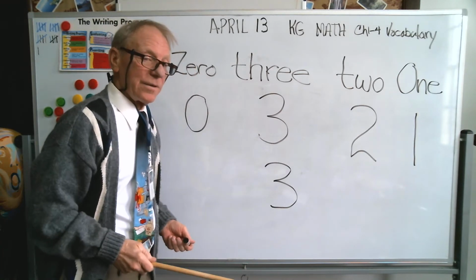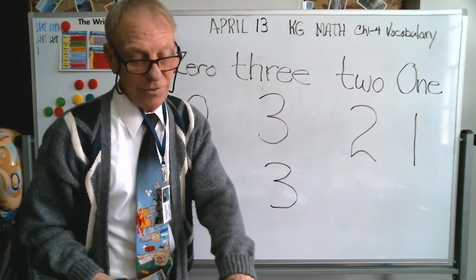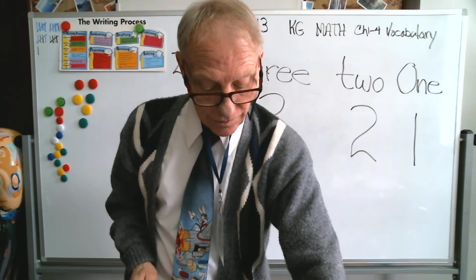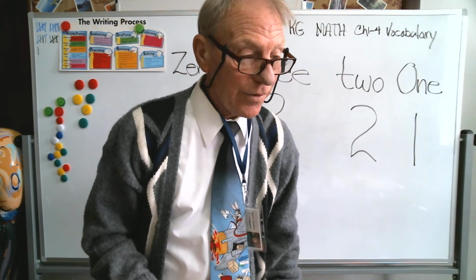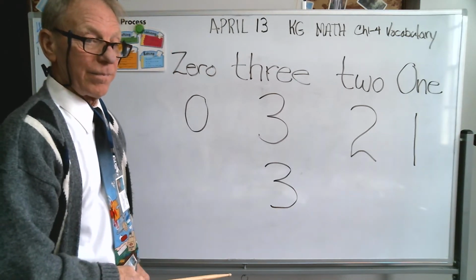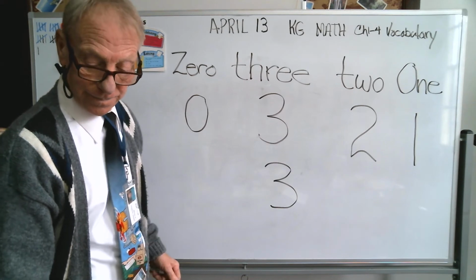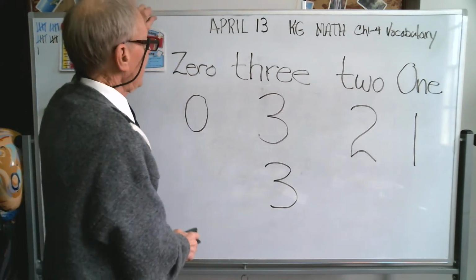And same number is the last vocabulary word on this page. And if you look on the board, you see the 2 3s, they're the same number. They have the same value. All right.